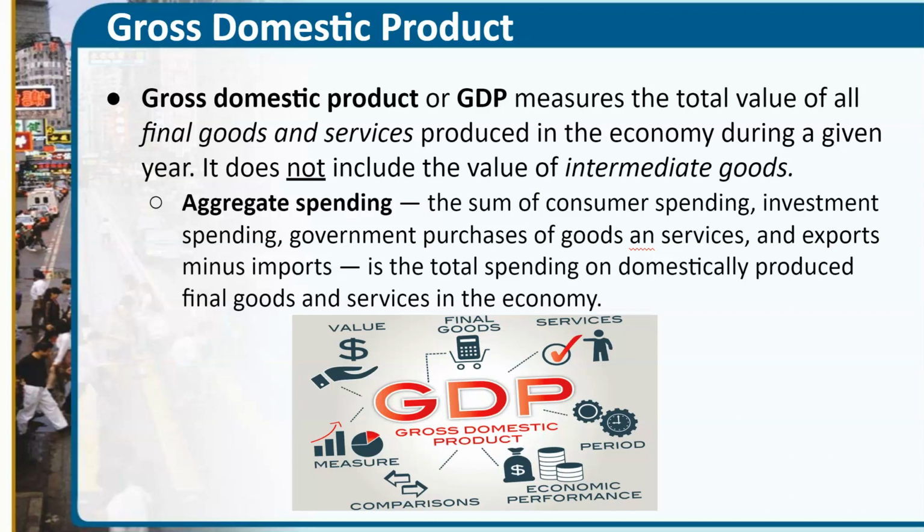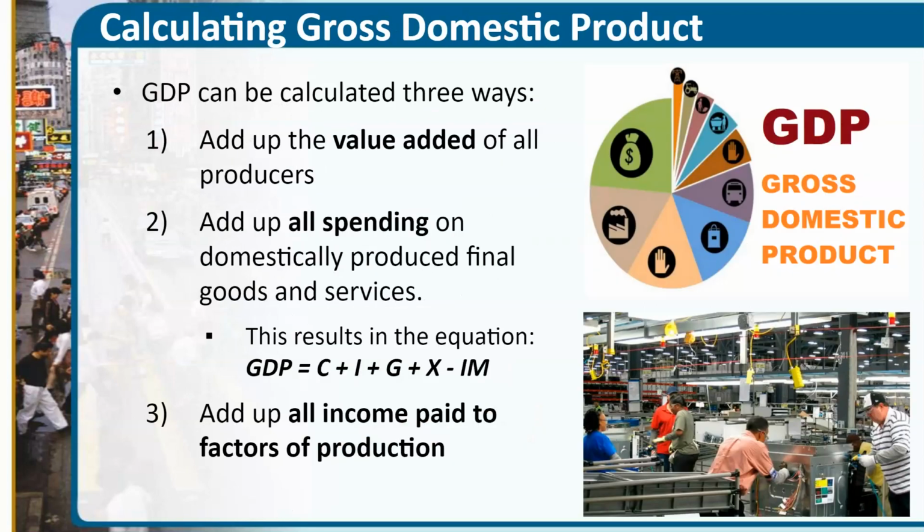And that's going to give us what we call aggregate spending, and that's really helping us get a better feel for the type of health of the economy that we have here. But we look at GDP as this idea of the total dollar value of all final goods and services that are produced within a country's borders in a given year. Now, we calculate this in three ways.